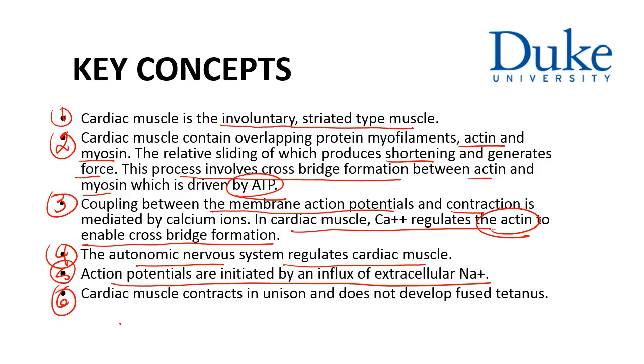And then six, the cardiac muscle contracts in unison, and this is due to the gap junctions, which are electrically coupling all of the cells, and the cardiac myocytes cannot develop fused tetanus, and this is due to the length of the contraction itself. It's almost the same length, 250 milliseconds, as the length of the action potential of the cardiac myocyte, which is 200 to 220 milliseconds.